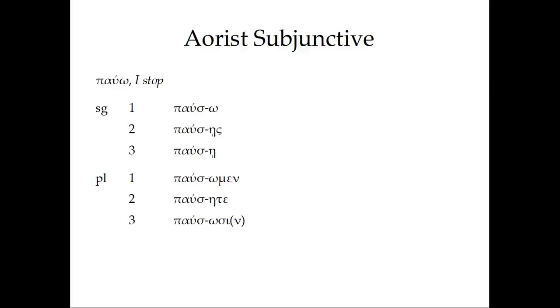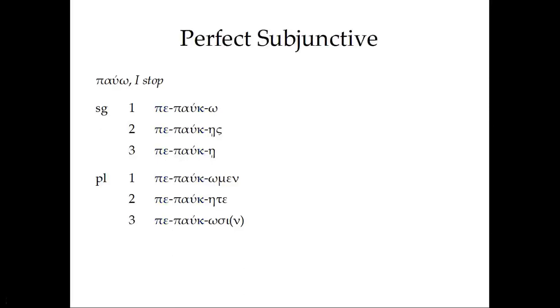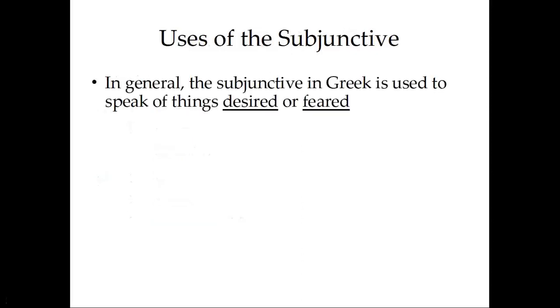For the perfect subjunctive, we're going to do what we usually do to form the perfect stem, which is a reduplicated consonant at the beginning, and the kappa at the end of a stem that ends with a vowel or a diphthong. So pepauk is our perfect stem, and the endings, once again, are just the same. So we're going to see the same endings for the subjunctive all over the place. We'll have to pay careful attention to the stem to tell apart these different aspects: present, aorist, and perfect.